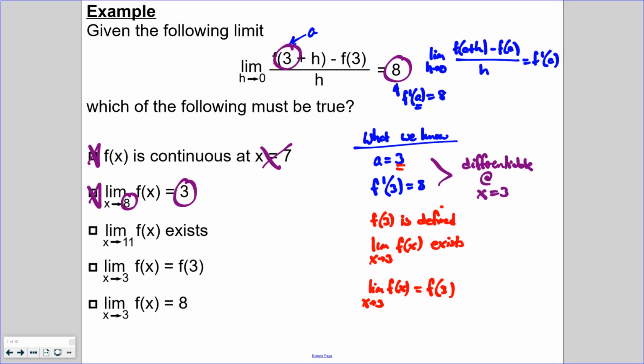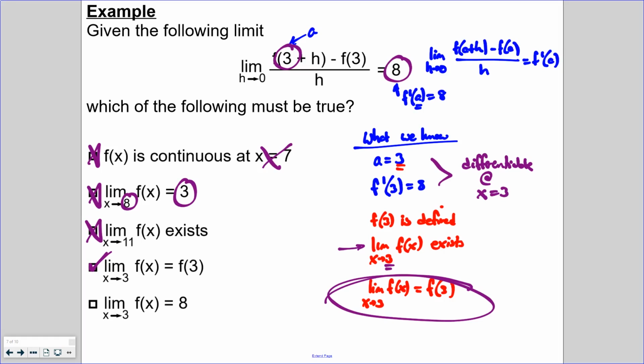All right, the next statement is the limit as x approaches 11 of f of x exists. Well, we know the limit exists, but it's the limit as x approaches 3. So that is also out. Next up, we have the limit as x approaches 3 of f of x equals f of 3, and that is our third condition of continuity, so that is a correct answer. Ding, ding, ding.